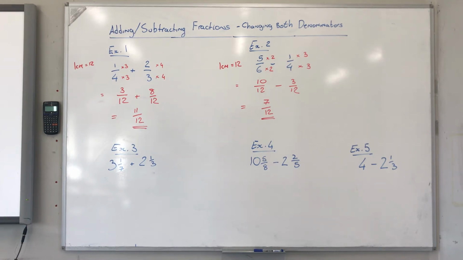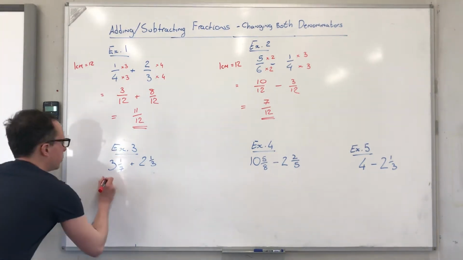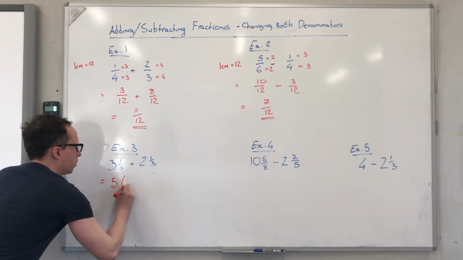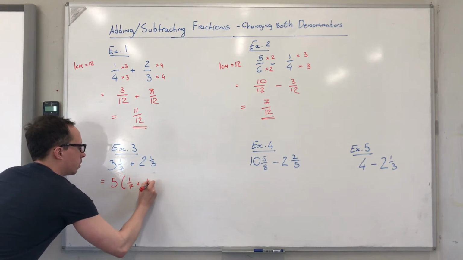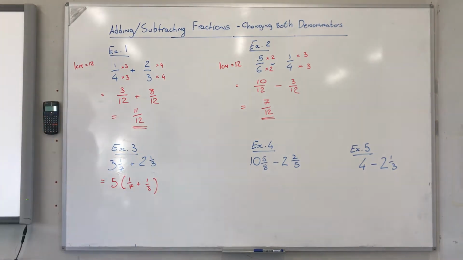So, if we look at example 3, the first step is get rid of those whole numbers, deal with them separately, and then we can deal with the 1/7 plus 1/3 like we've done for example 1 and 2. So there what I've written is I've changed that 3 and a 7th plus 2 and a 3rd to 5, and then I put a bracket and it's 1/7 plus 1/3.